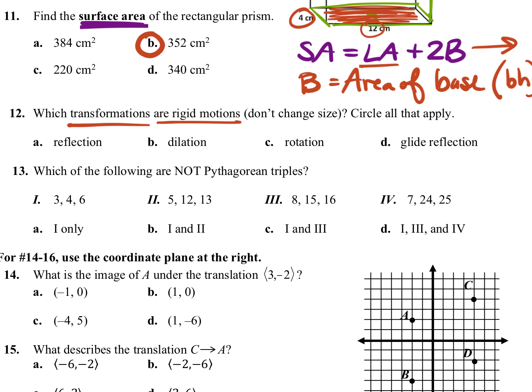Did I say do change size? You said no. Oh, but I circled the wrong one. So the ones that don't change size are everything but the dilation. Dilation is the only one that's not a rigid motion, right? A glide reflection slides and flips, but doesn't grow or shrink. A reflection just flips over. A rotation would just turn. So the only one that changes size is the dilation.